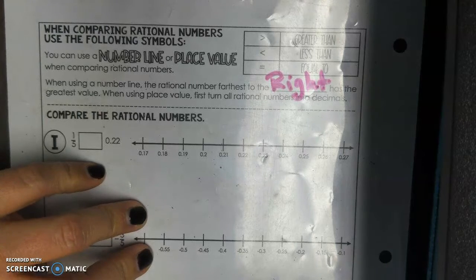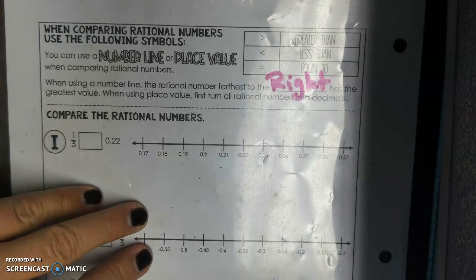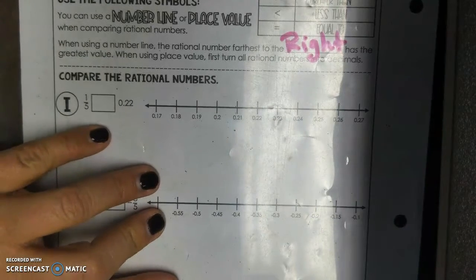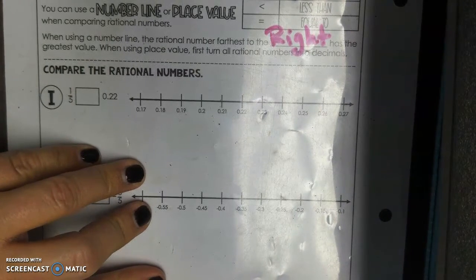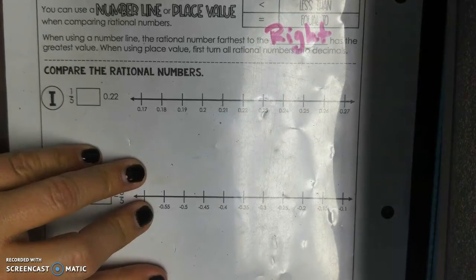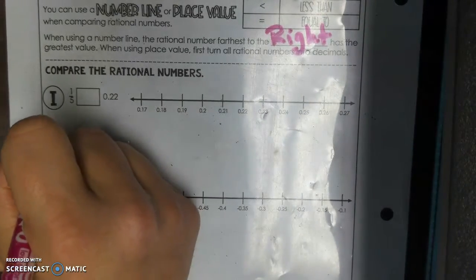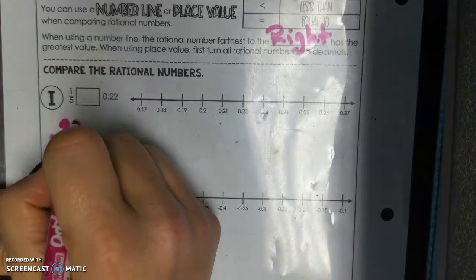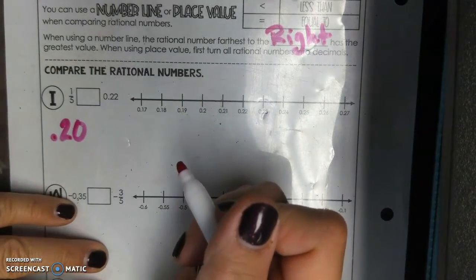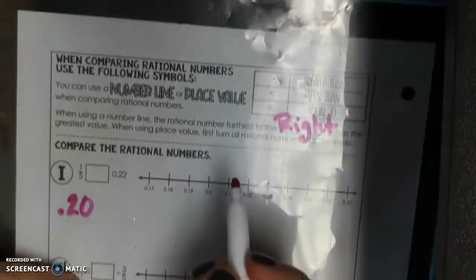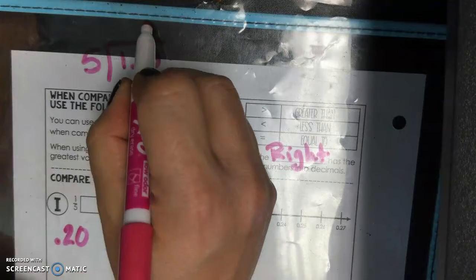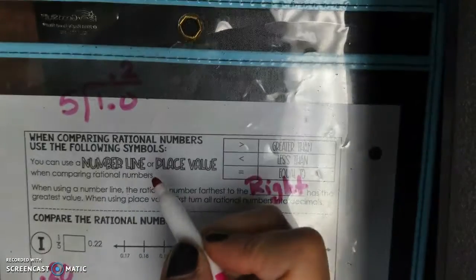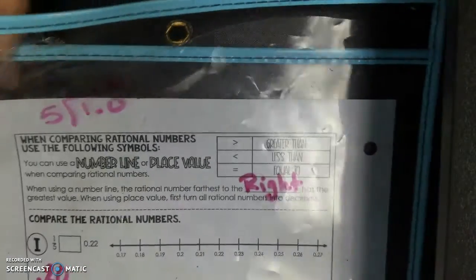When using place value, first turn all rational numbers into decimals. So we're taking 1/5 and comparing that to 22/100ths. I want to know what 1/5 is as a decimal. This is one of those benchmark fractions that we should be able to know. We should know that 1/5 is the same as 2/10, which is the same as 20/100ths. If we don't know that, we can do a quick little division up here: 1 divided by 5, add a decimal and a 0. 5 goes into 10 2 times, bringing that decimal up. Sorry you can't see that because there's not the white behind it.